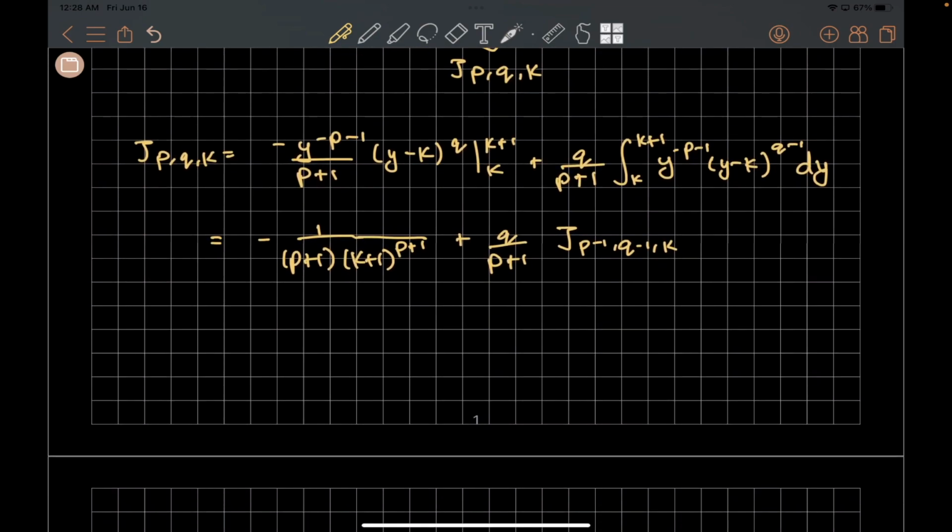So let's multiply p plus 1 on both sides. p plus 1 times j p q k equals minus 1 over k plus 1 to the p plus 1, plus q times j p minus 1, q minus 1, k. What we have here is a recursive formula.